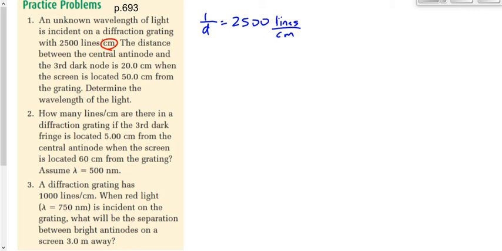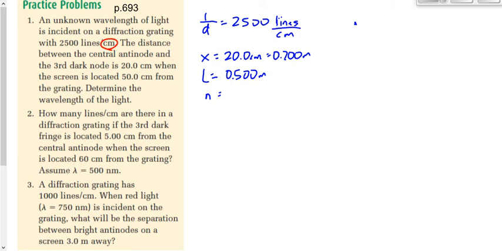So the distance between the central antinode and the third dark node is 20 centimeters. Okay, that's going to be X, 20 centimeters. We're going to make that meters, 0.200 meters. And the screen is located 50 centimeters. That's going to be L from the grating, 0.500 meters. We got to make sure that N is consistent with X.